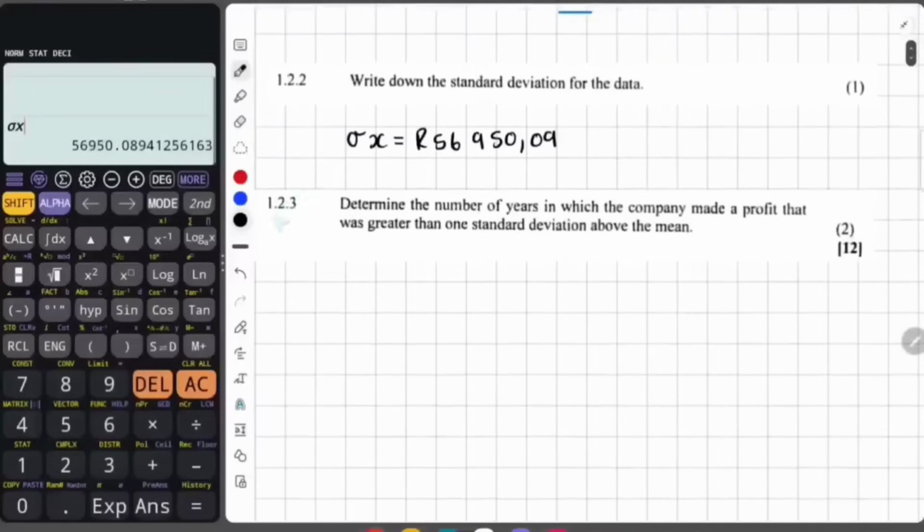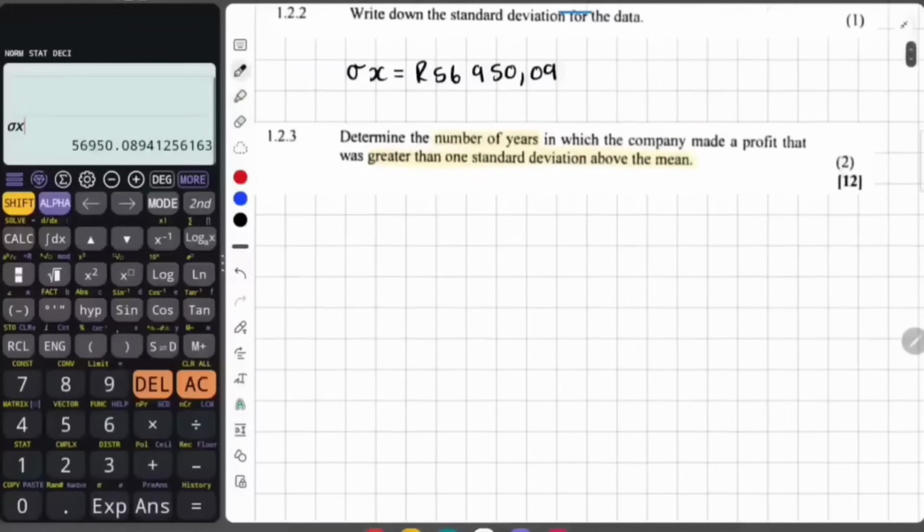Then moving on to 1.2.3, we have to determine the number of years in which the company made a profit that was greater than 1 standard deviation above the mean. Okay, so we have to find out the amount of years where the company made a profit that was greater than 1 standard deviation above the mean.